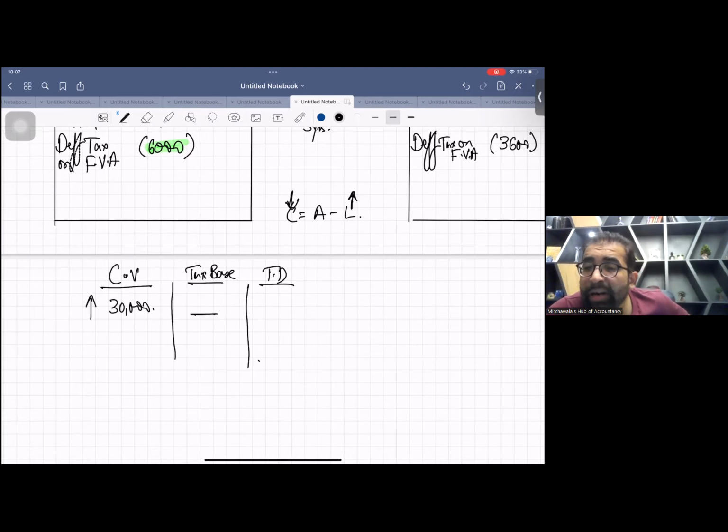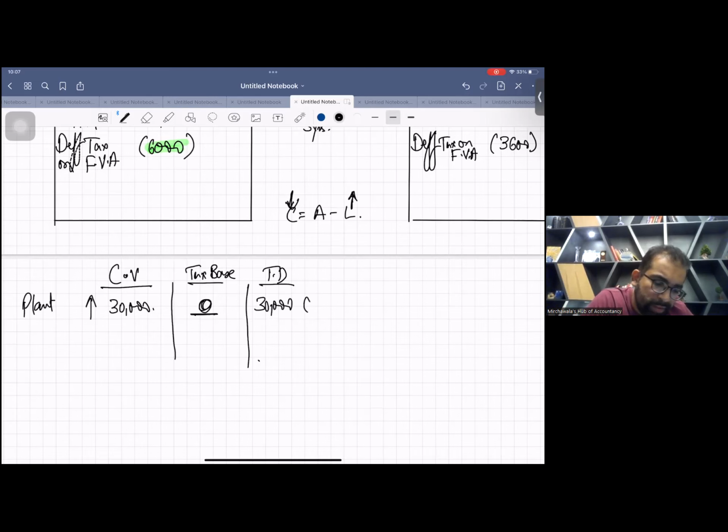The tax department does not recognize this revaluation. So you think the tax base is 0, which means no change as per the tax department. But in accounting, we took the carrying value up by 30,000. So this is the case of an asset where the carrying value is higher and the tax base is lower. There is a 30,000 taxable temporary difference at the date of acquisition.